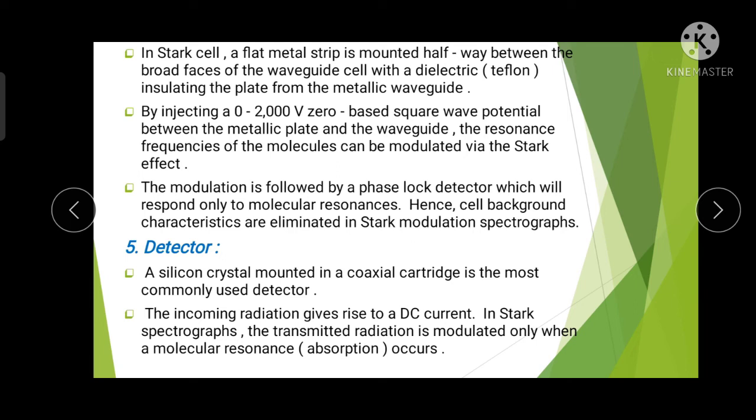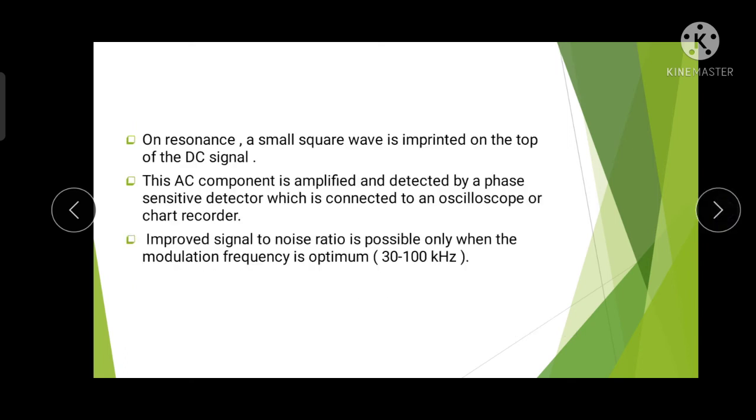That means the radiation gives rise to direct current. In a Stark spectrograph, the transmitted radiation is modulated only when the molecular resonance occurs. That means there is an absorption at that particular frequency. So this is the resonance, and at that time we get the particular signal.